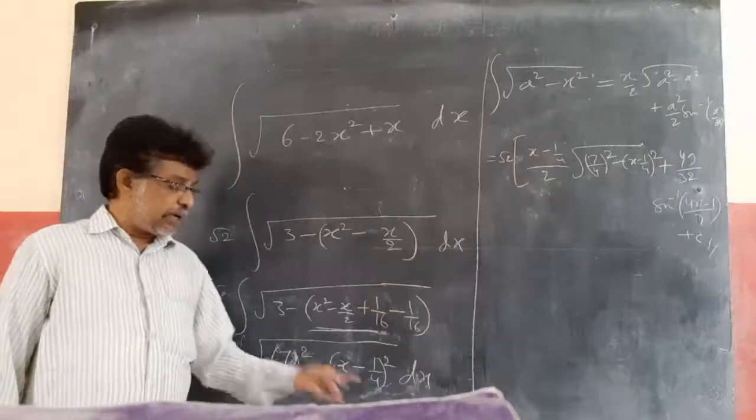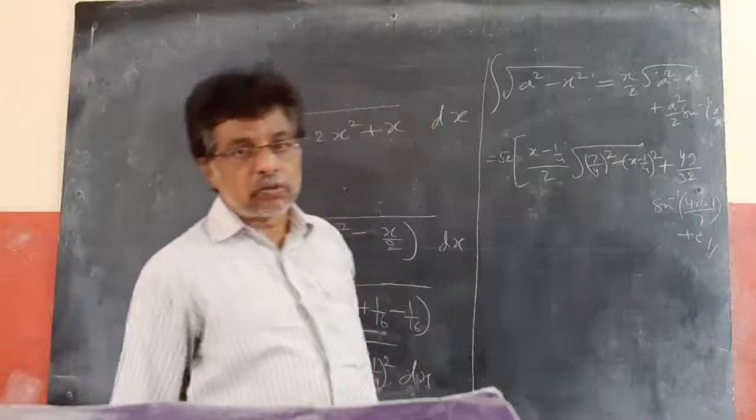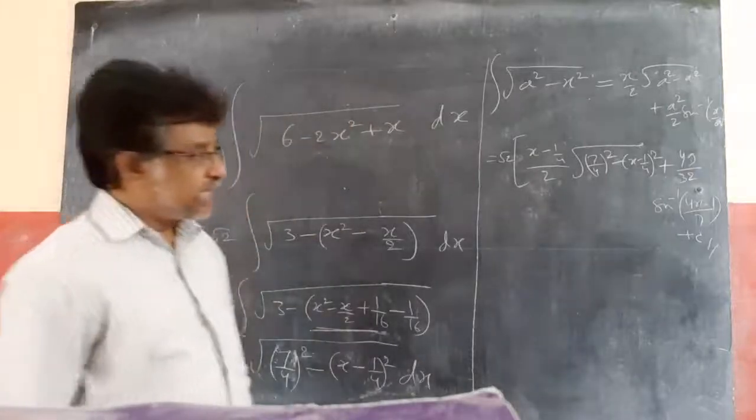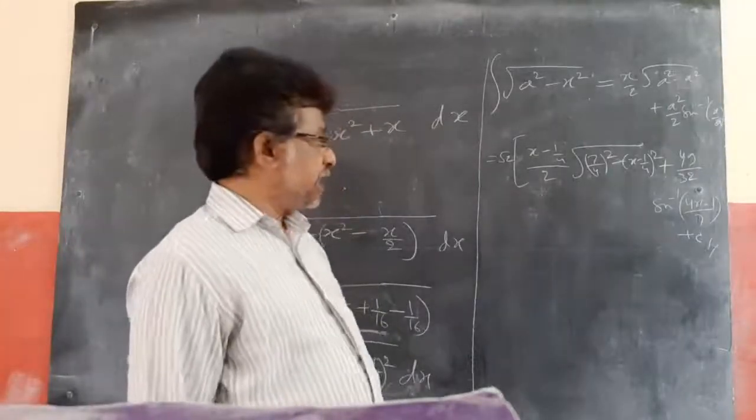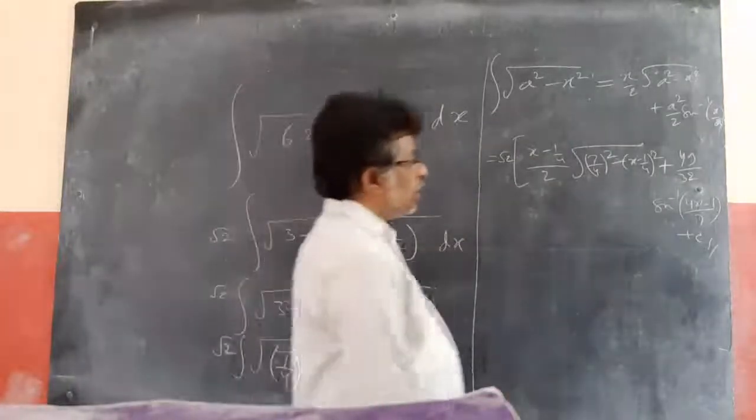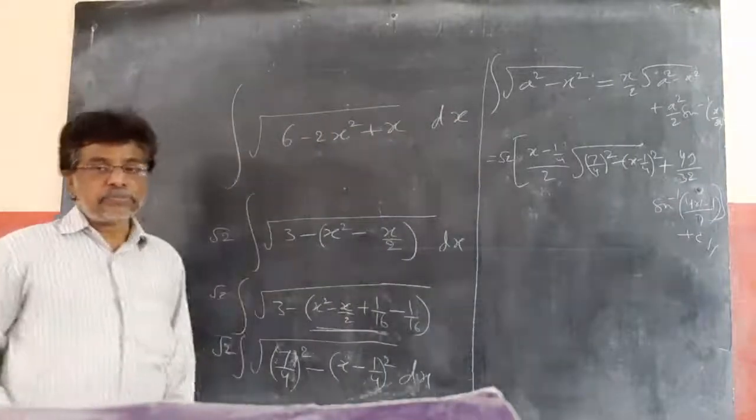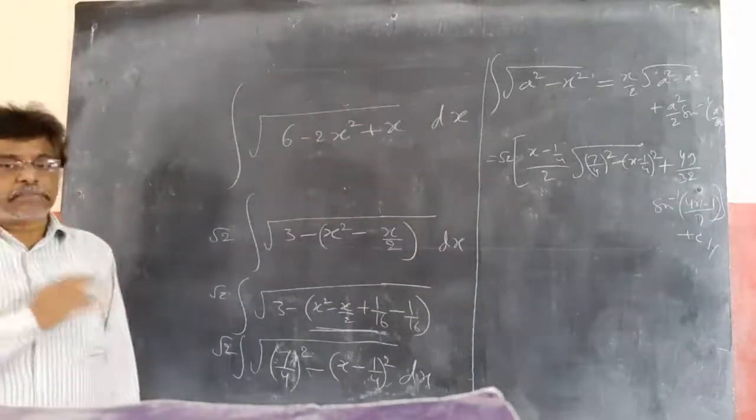Now, root of a square minus x square. The formula I gave you is x by 2 into root of a square minus x square plus a square by 2 into sin inverse x by a. So using the formula I am writing it as it is. This is the final result. This is how we should go for completing squares.